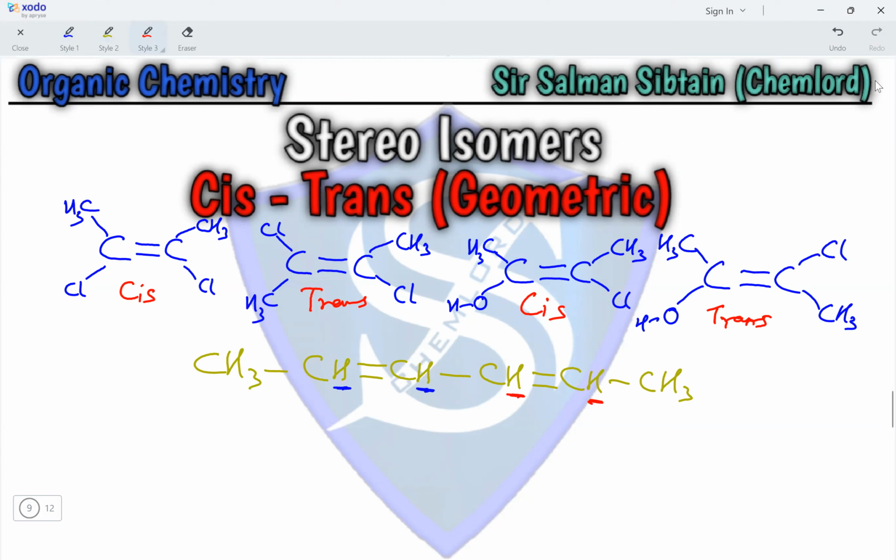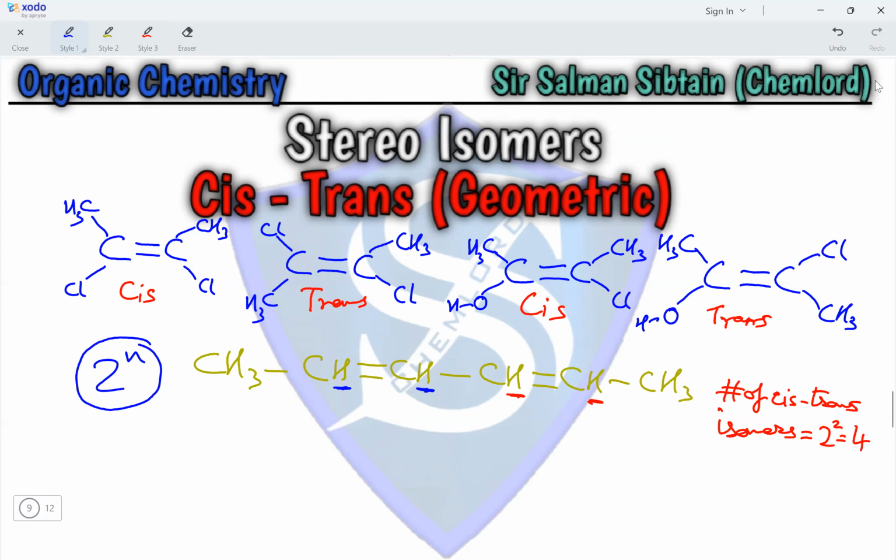So since there are two double bonds capable of showing cis-trans isomerism, the number of cis-trans or geometric isomers is given by 2 to the power of 2, which is equal to 4 isomers. So the power of 2 is the number of double bonds present. So we can generalize this formula by writing it in the form 2 power n, where n is the number of double bonds capable of showing cis-trans isomerism.